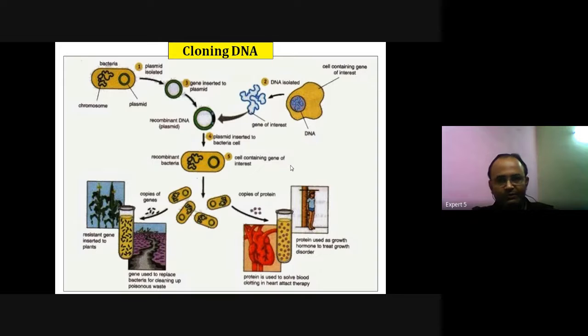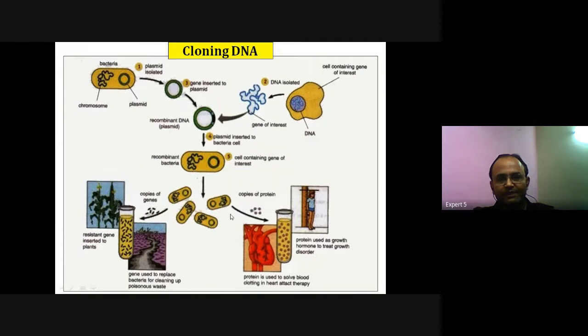This is a simple illustration of DNA cloning. Here the gene of interest is isolated from specific cells, and this gene of interest is cloned into the appropriate vector, and it forms a recombinant. This recombinant is transferred into the host cells for amplification purposes.